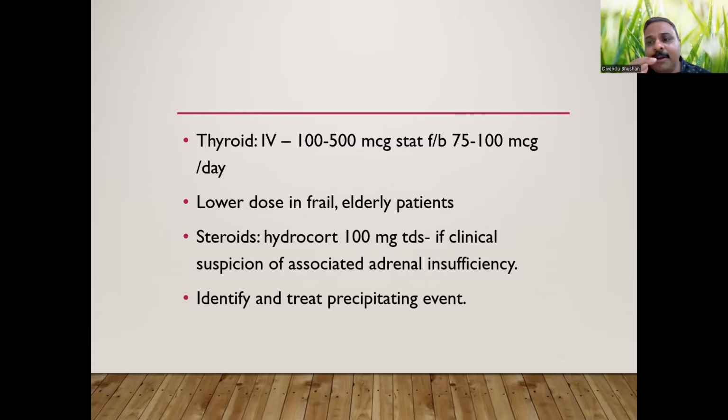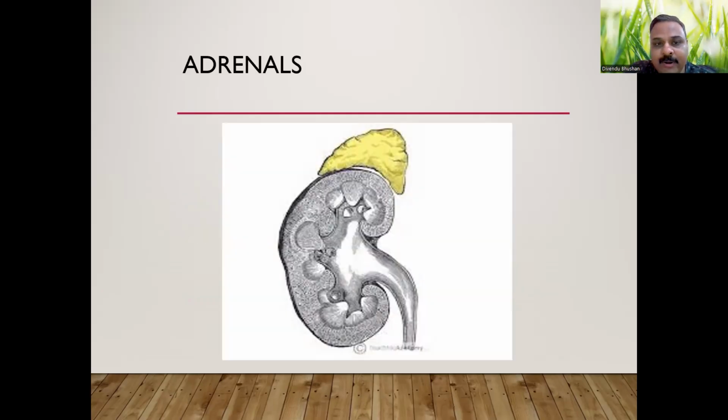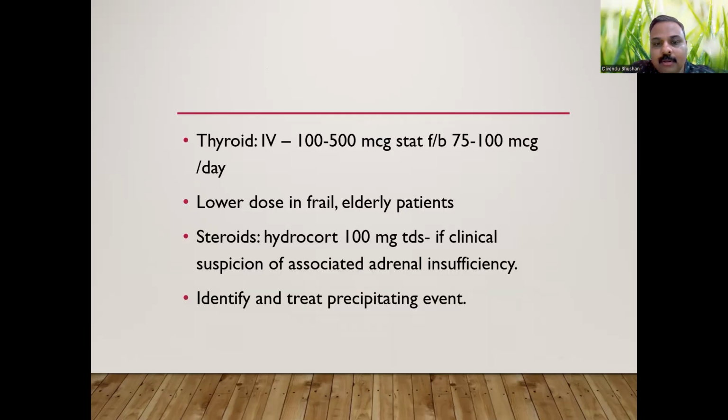As the gut absorption is also reduced, orally we have to give a little bit more of the dose, and we can titrate it with other things like heart rate and FT4 level. So a lower dose is needed in frail and elderly patients. Steroid we can give, hydrocortisone 100 mg, if there is a clinical suspicion of adrenal insufficiency, because both can be autoimmune in nature. Identify and treat the precipitating event. So this is all about the thyroid emergencies.